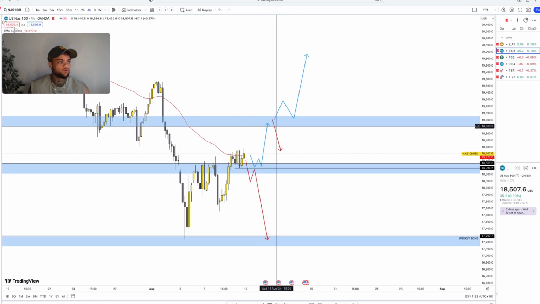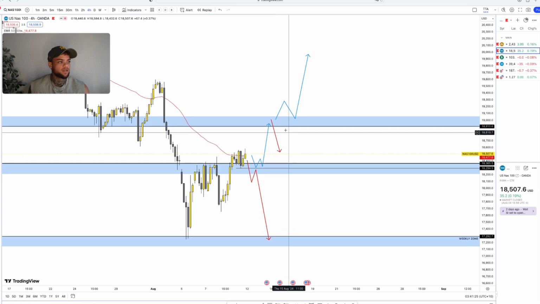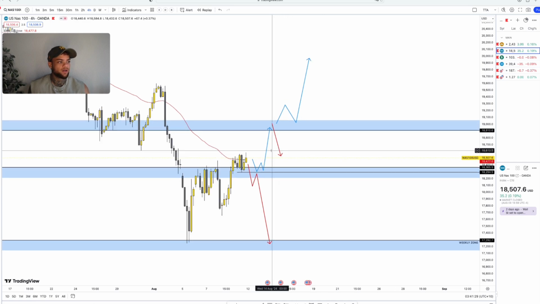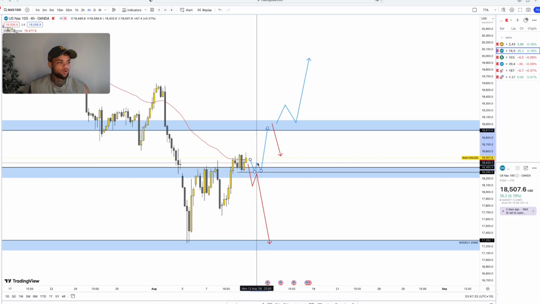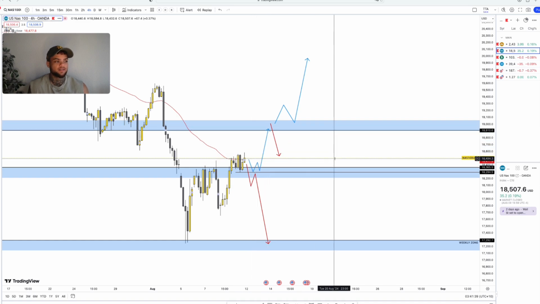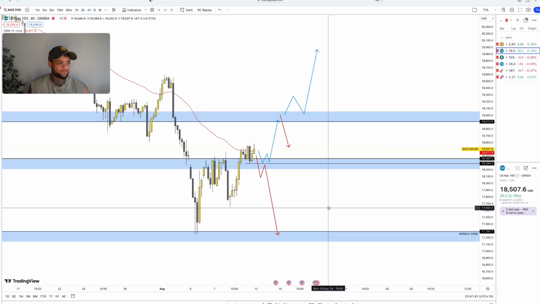Or if we get a pullback into this range and we see a rejection on the daily, then I would also be interested in taking sells all the way back down. But overall, the trend on the higher time frames is bullish, so we always gotta keep that in mind and mainly be looking to take trades that go with the trend, which in this case is bullish.